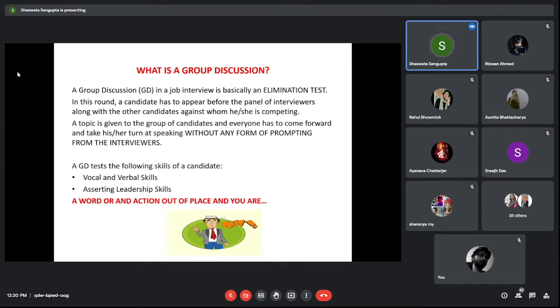So all these things will be scrutinized in very much detail, and that is necessary. So it's important that you keep all three in check: verbal skills, non-verbal skills, and your aggression, in order to successfully clear the GD round.